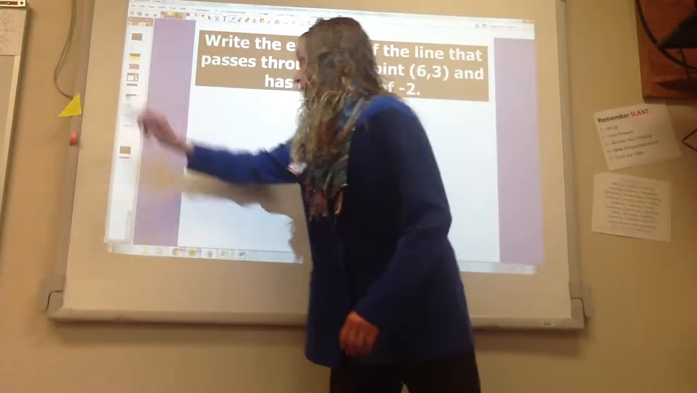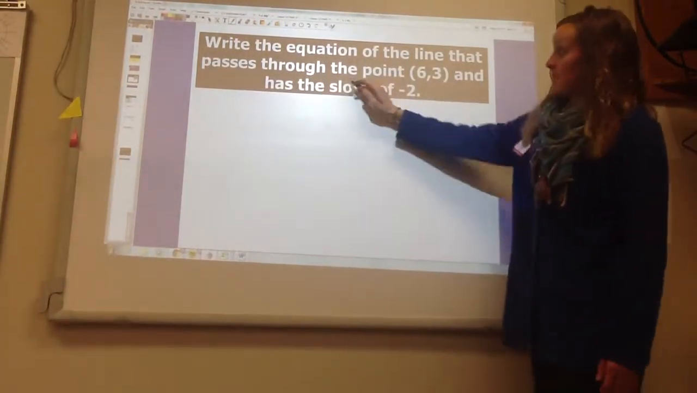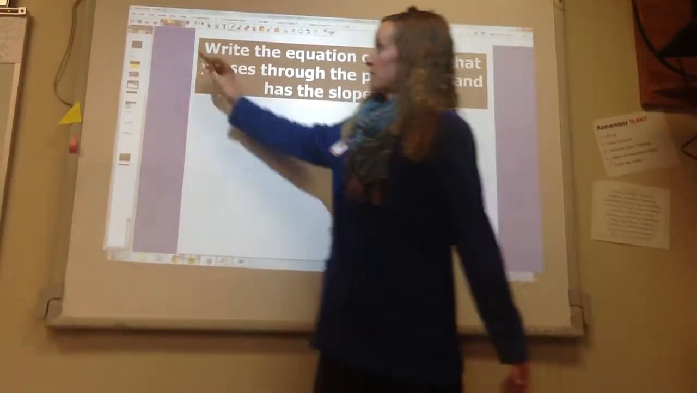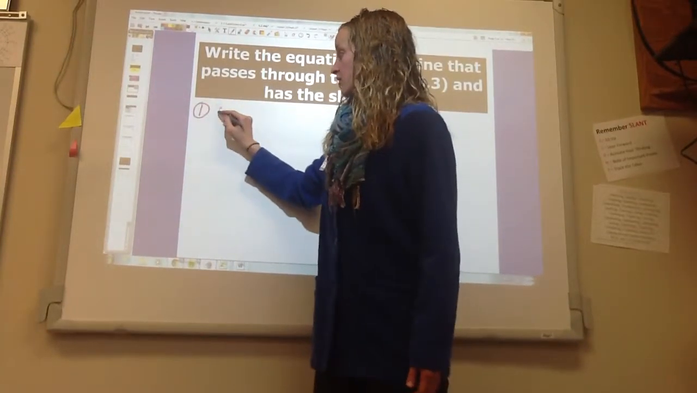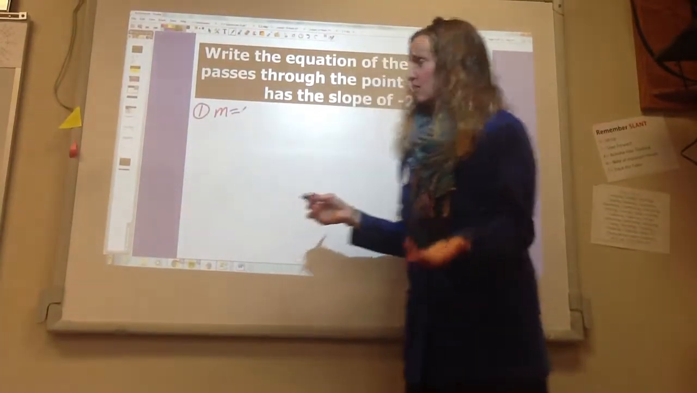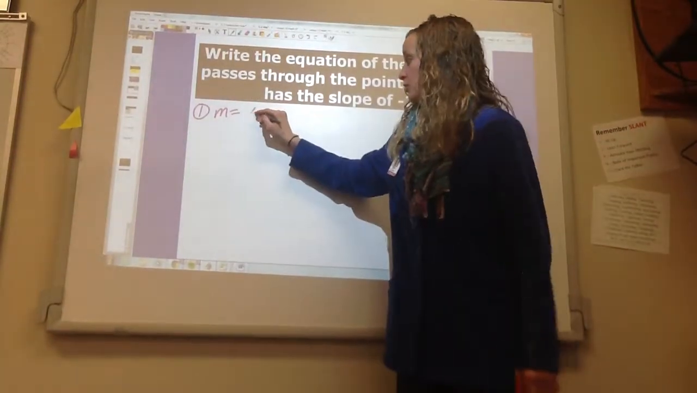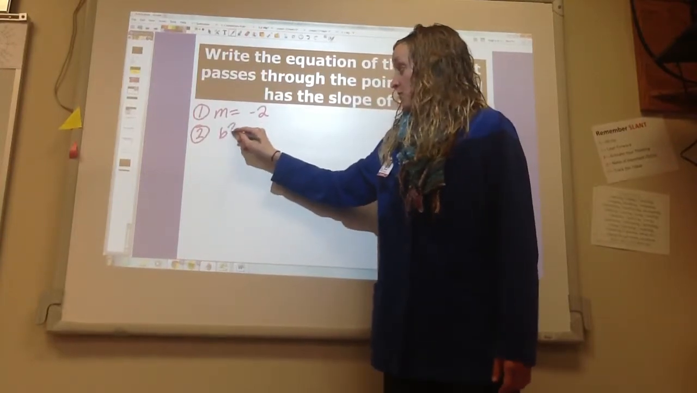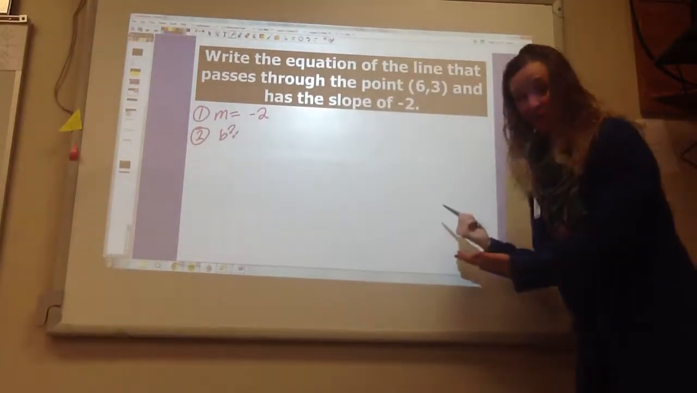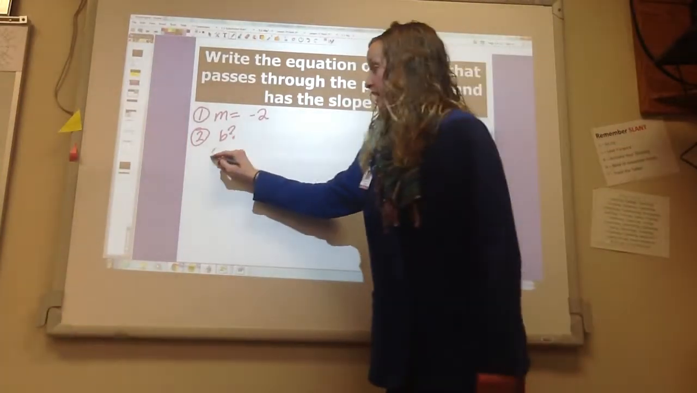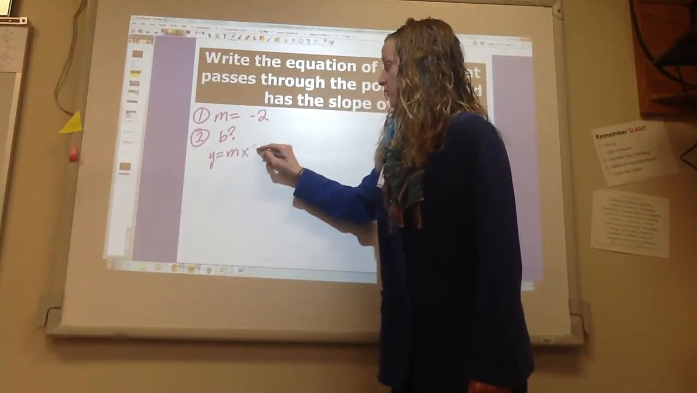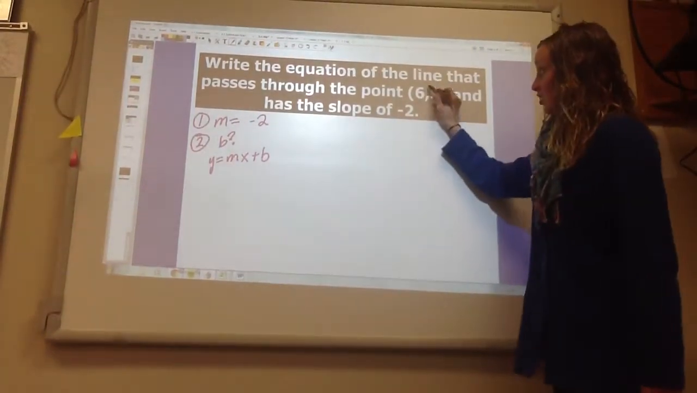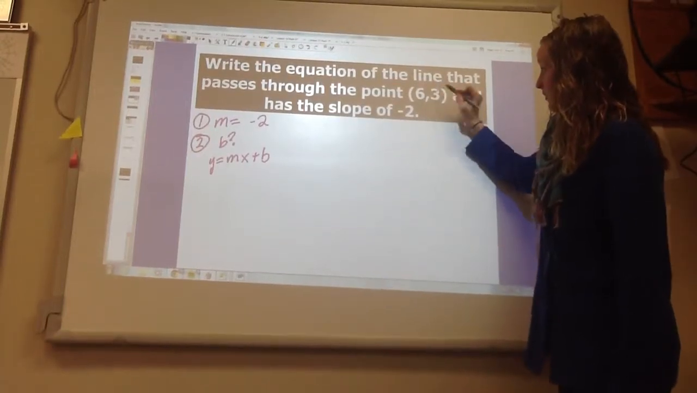Now if we keep going to our first example, it says write the equation of a line that passes through this point, (6, 3), and has a slope of -2. Well, right off the bat, if you remember our steps, first thing, what's our slope? This is really nice because it says your slope is -2. So you put slope equals -2. Second step, we have to find our y-intercept, or our b value. And we don't know. And so that's where we have to use our slope-intercept equation of y equals mx plus b. We have to plug in (6, 3). Well, 6 is our x value, 3 is our y value.